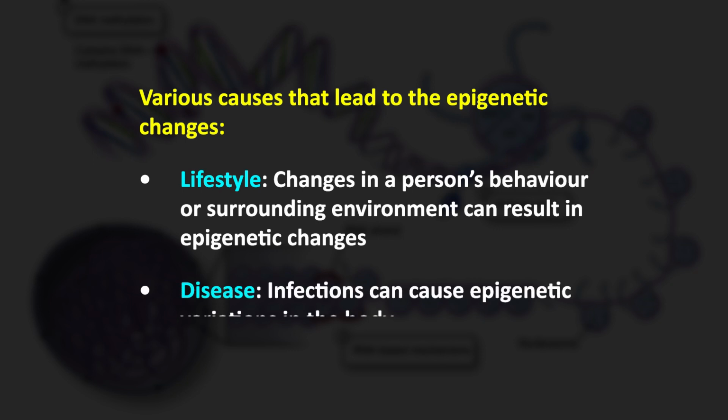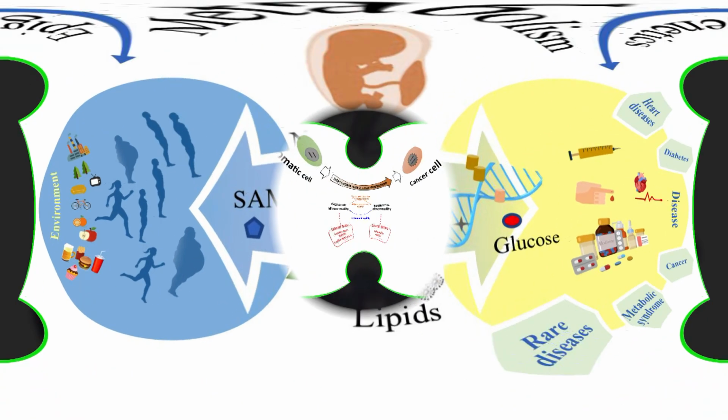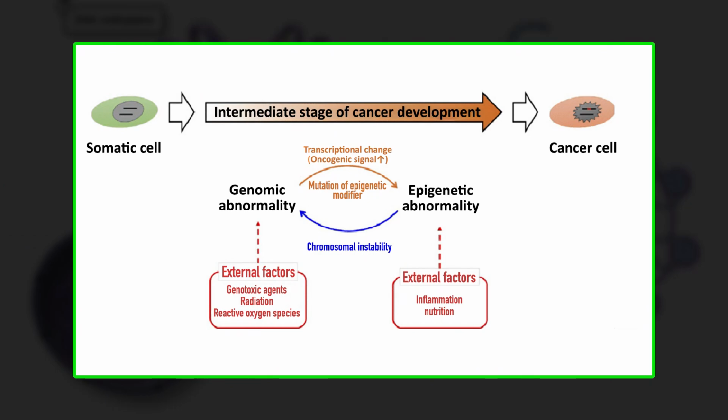Fourth one is disease. Infections can cause epigenetic variations in your body. Certain epigenetic factors can increase susceptibility to diseases like cancer. Cancer can also cause epigenetic abnormalities.